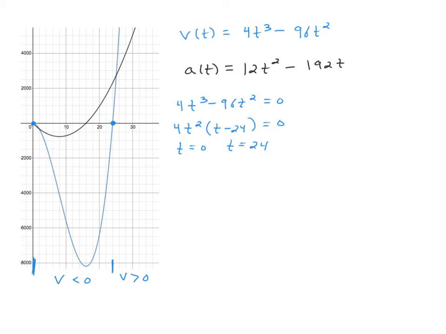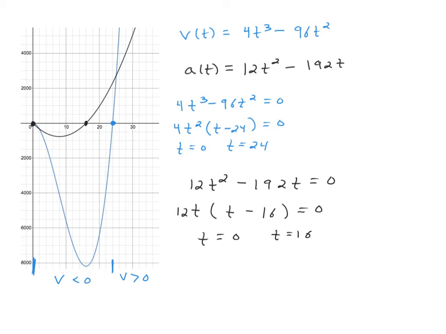Now what about the acceleration? The acceleration is 12t squared minus 192t. I'm setting that equal to 0. Again, everything is divisible by 12. If I take out a 12t, as we did last time, it was t minus 16 that is left over. So we also have t equals 0, but also t equals 16. It is 0 in two places as well. That's here and here.